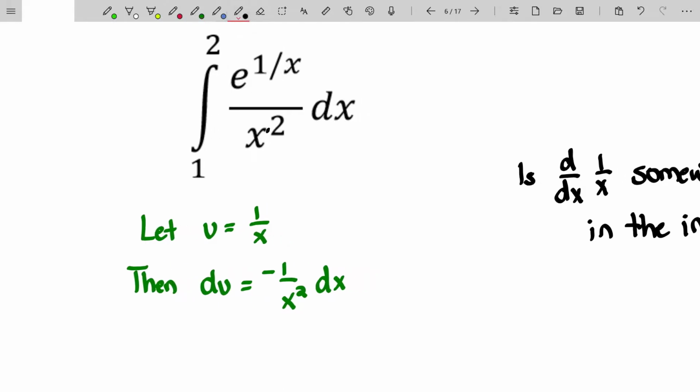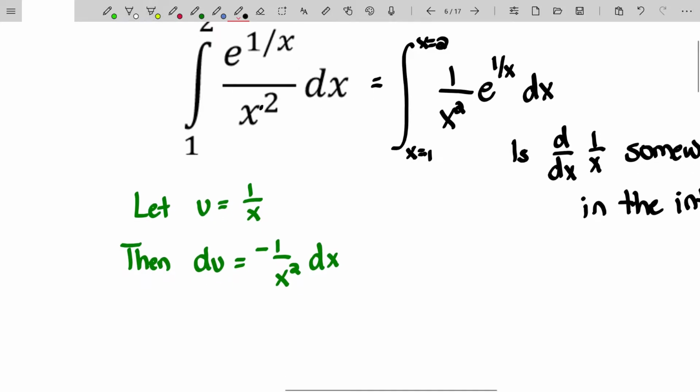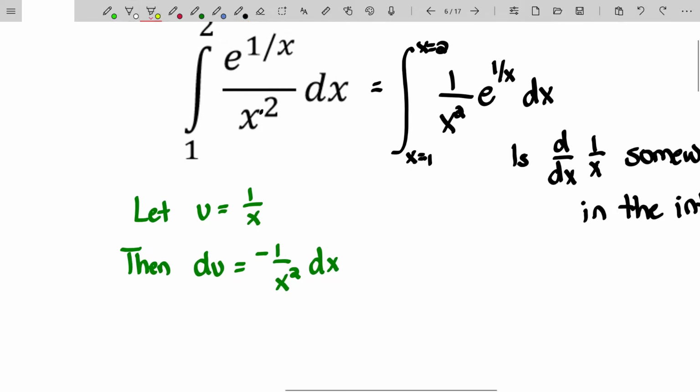Notice in our integral here, we're integrating from x equals 1 to x equals 2 of e to the, well, maybe I should write it this way, of 1 over x squared times e to the 1 over x dx. I write it that way so you can easily see that, yes, I actually do have a 1 over x squared in my integrand. And I have a dx.